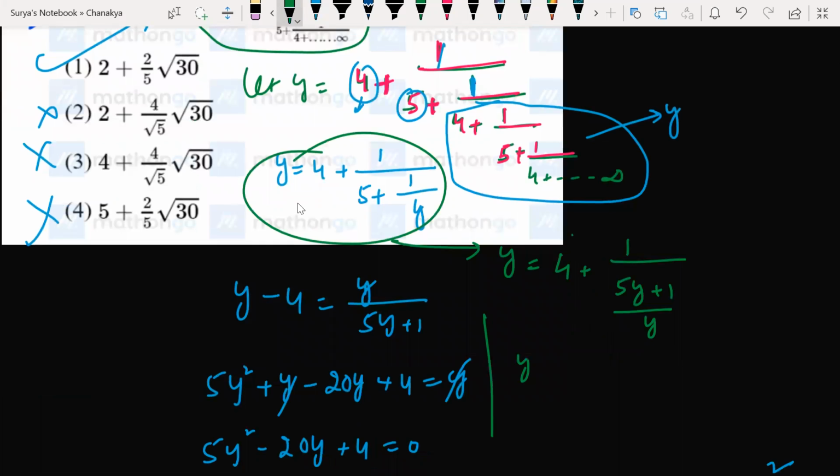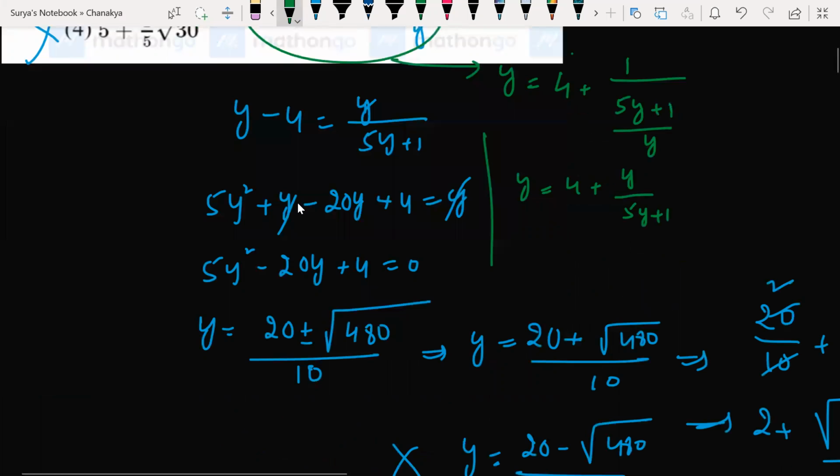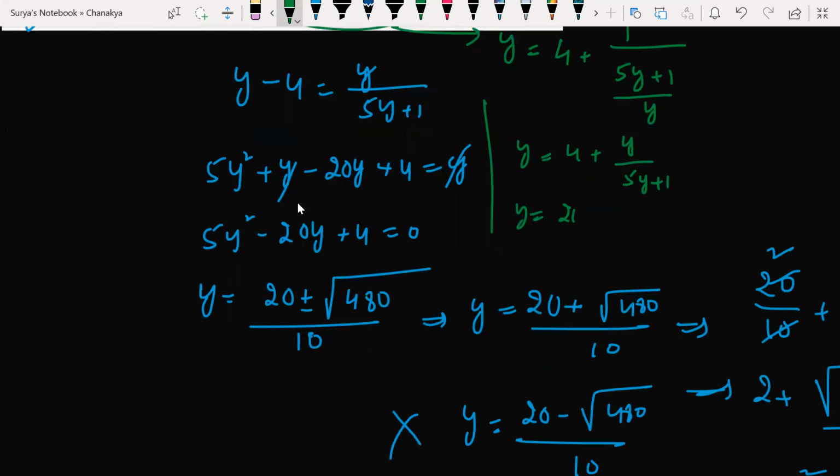So y is equal to 4 plus, y will get the reciprocal, so y by 5y plus 1. Correct? So y is equal to 4 into 5, how much? 20y. Taking LCM, 4 plus y by 5y plus 1. Now again this will go and multiply here, so you will get this. Now I just wrote everything. If you observe this properly, look at this here.